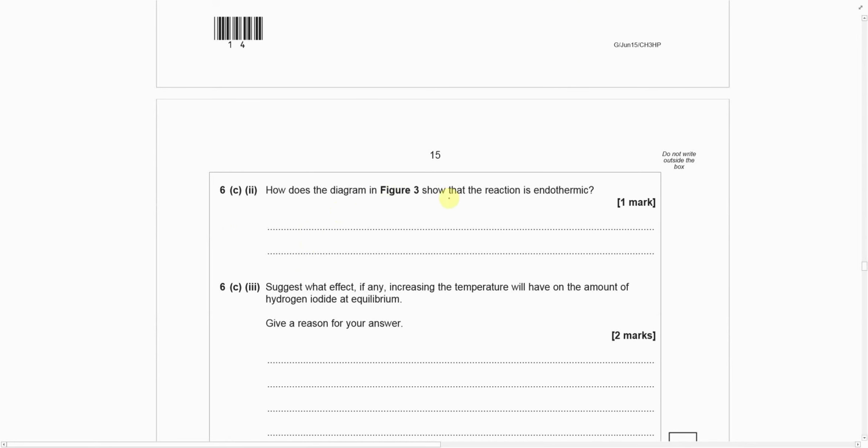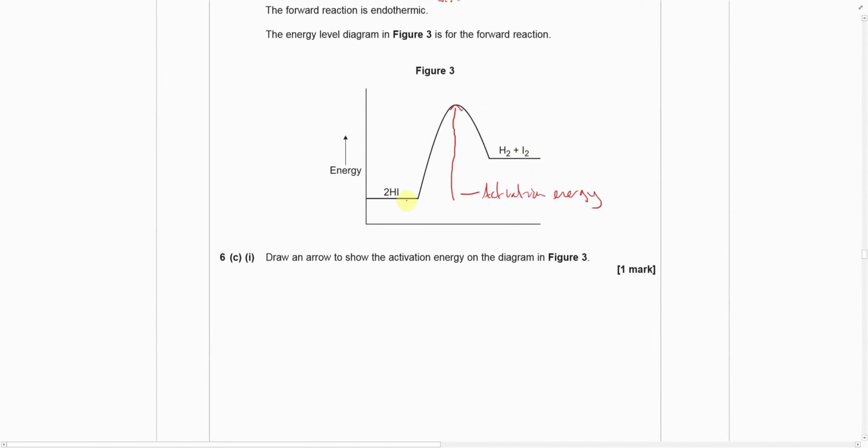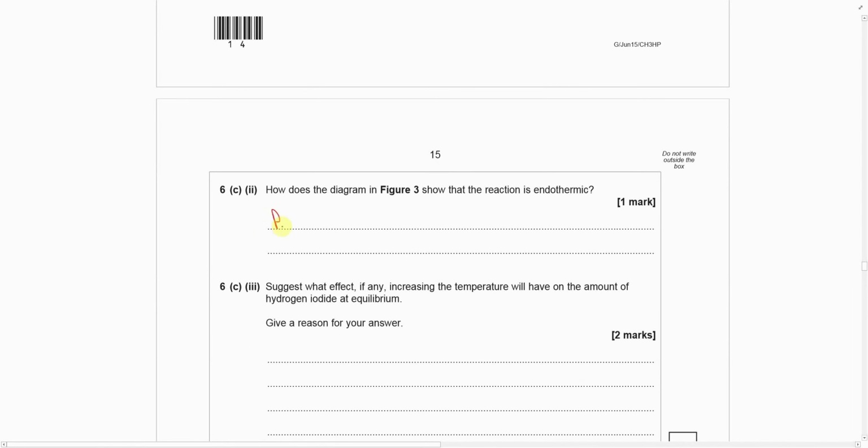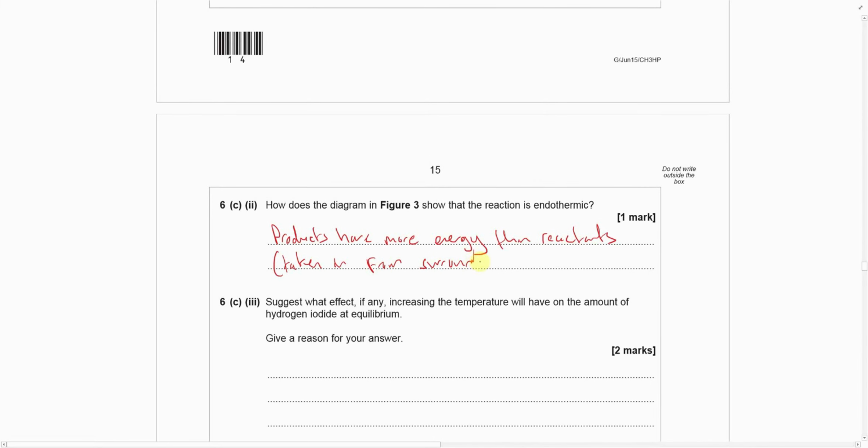So how does the diagram in figure 3 show that the reaction is endothermic? So if we look, these are our reactants and these are our products. You can see that the products have actually got more energy than the reactants, so they must have taken that energy in from the surroundings, meaning it's an endothermic reaction. So products have more energy than reactants. I'll put taken in from surroundings, if I can type. You know what I mean, surroundings.